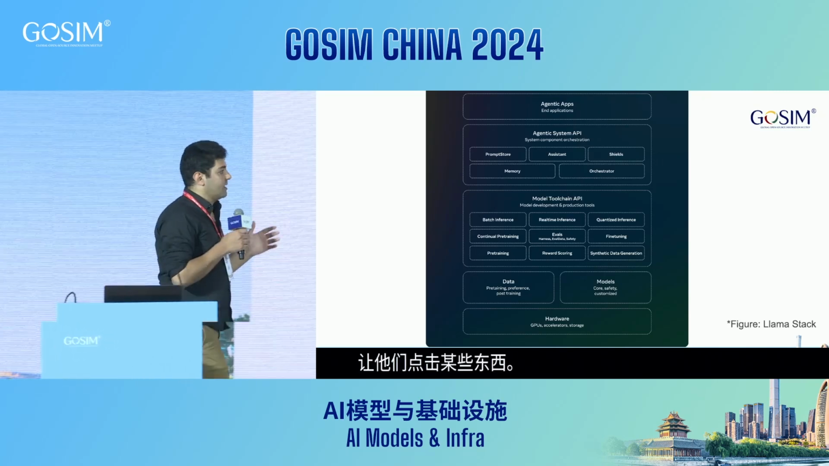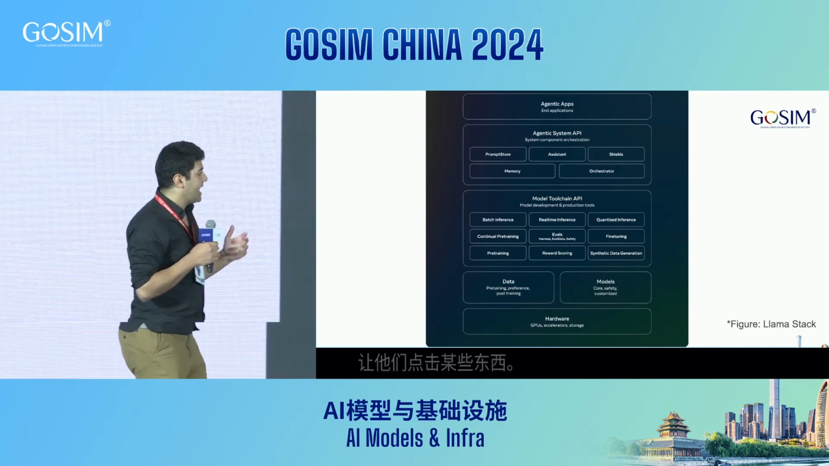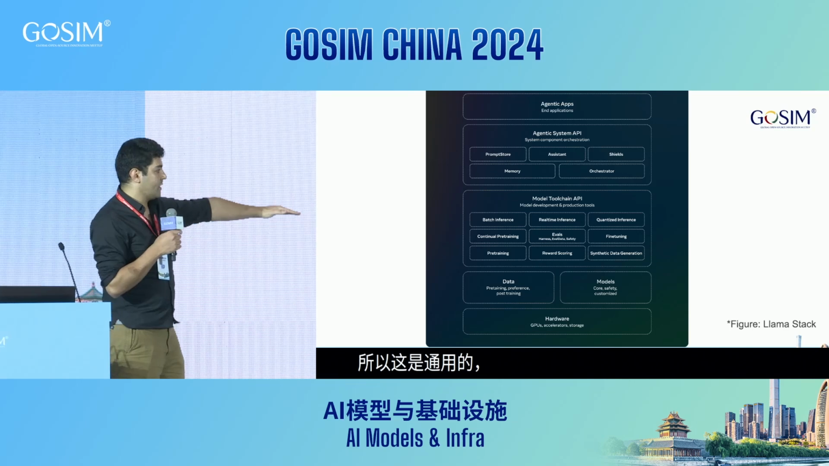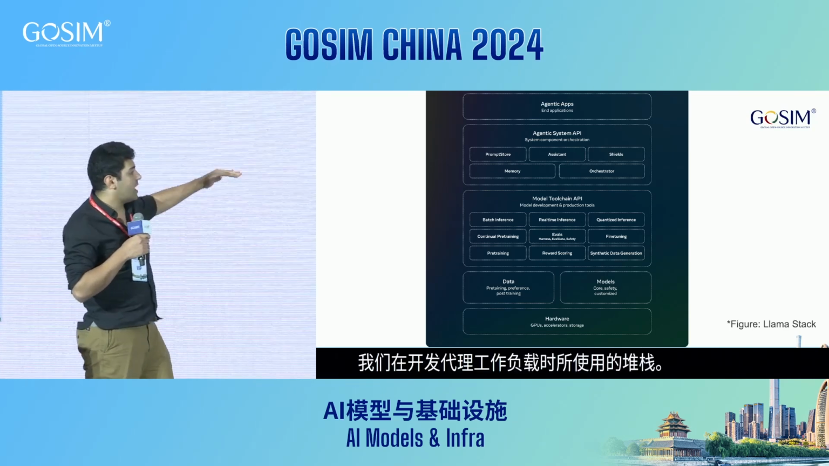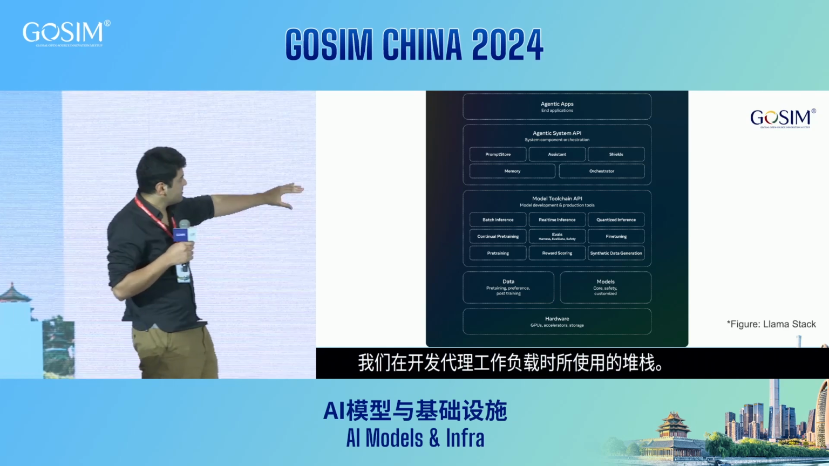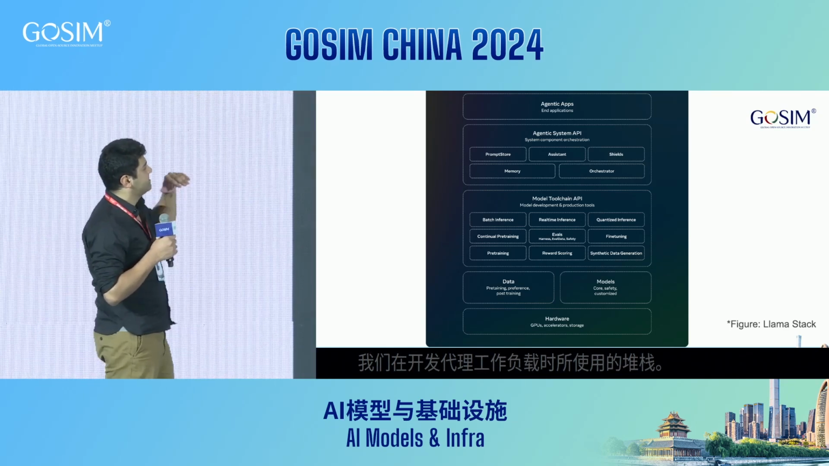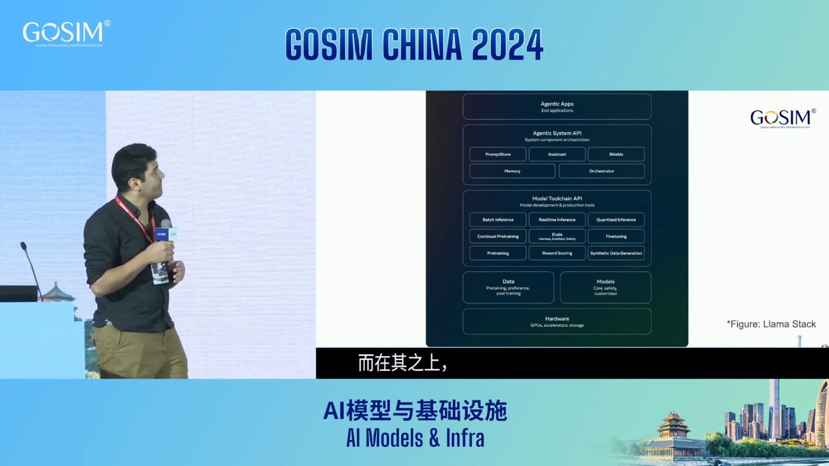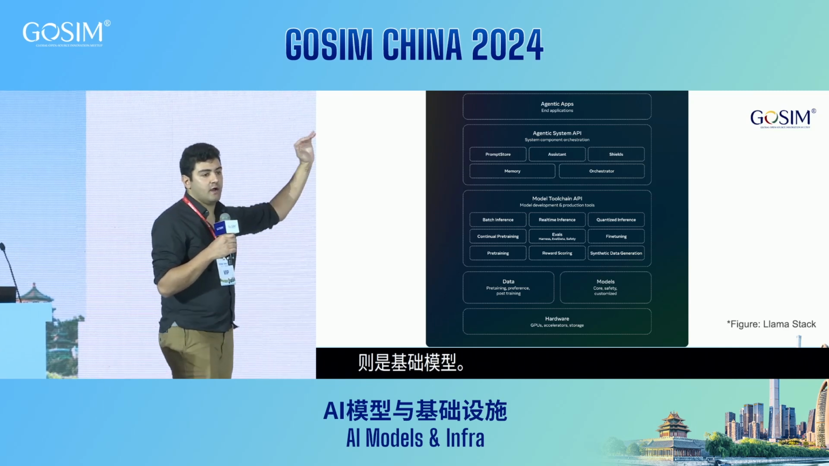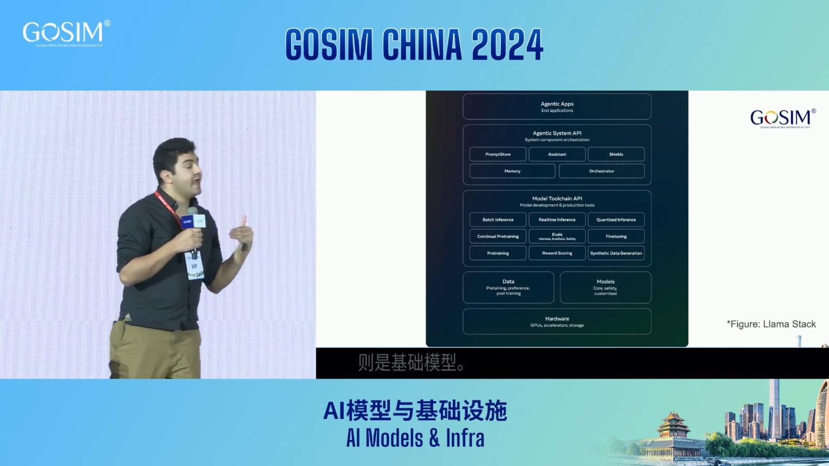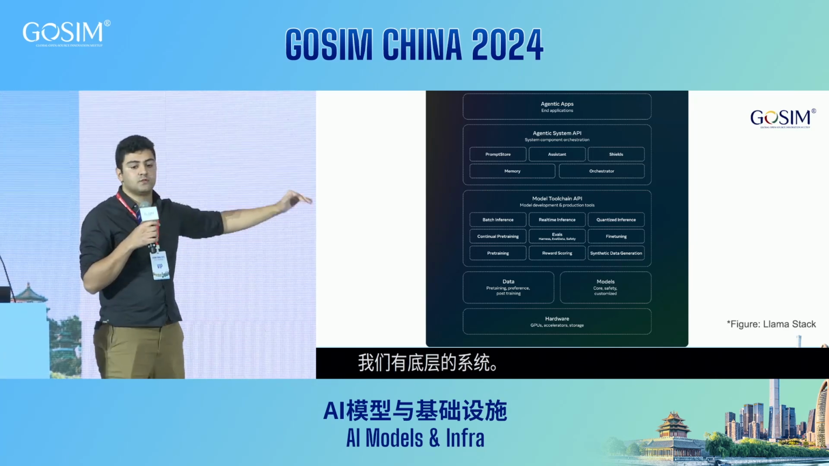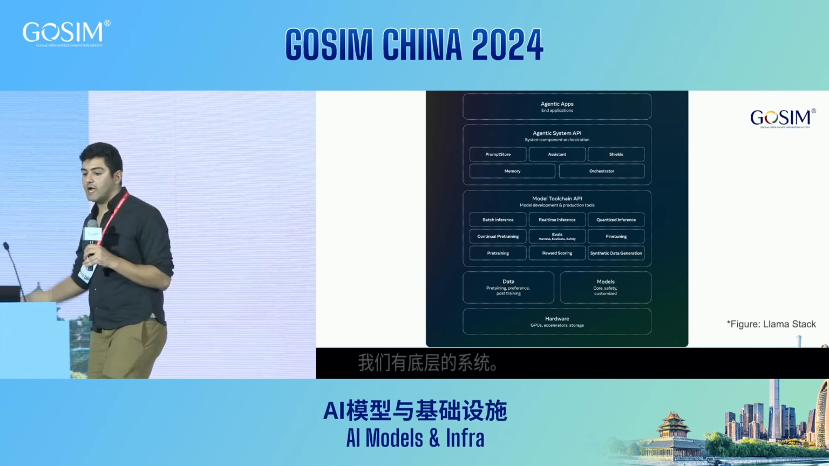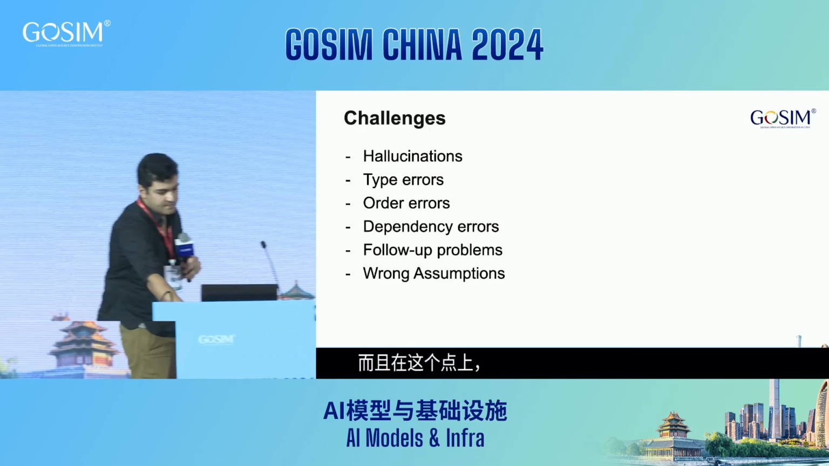So this is a generic stack that we have when we develop agentic workloads. At the base level, we have the hardware, CUDA or CPUs, and on top of it we have the foundation models, and the lower-level inference systems. And on top of that, we're at this point, which is the Agentic System API, where we build on top of the model toolchain API, right below the agentic apps.